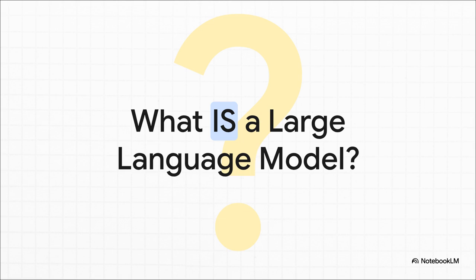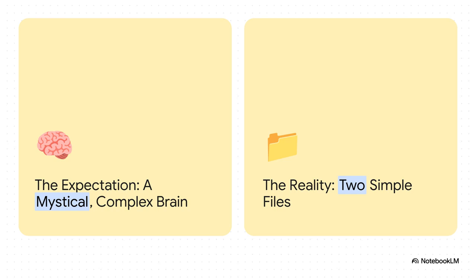It feels like this impossibly complex, almost living thing, a thinking machine. But the truth is actually way simpler, and in some ways, even more incredible than you'd guess. I love this slide because it just cuts right through all the hype. On one hand, you have what we all imagine, this mysterious, complex, digital brain. But the reality? It's almost shockingly simple. At its core, an LLM isn't a brain. It's just two files. Seriously, two files.